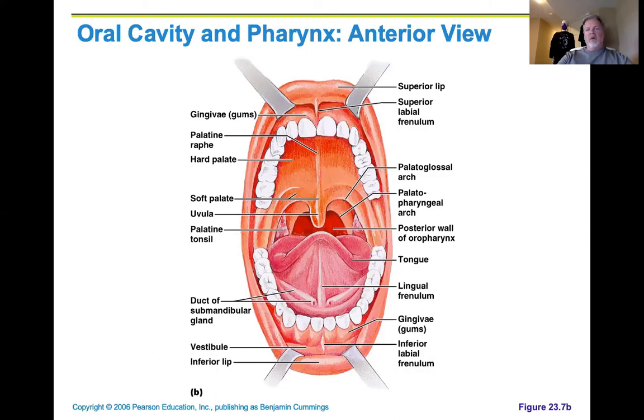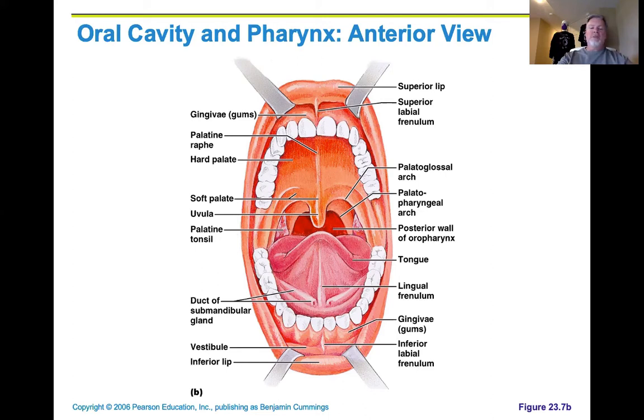Okay, the vestibule is bound by the lips and the cheeks externally and the teeth and gums. So in other words, when you puff out your lips, you're increasing the vestibule. The vestibule is different from the oral cavity proper. The oral cavity proper is the area that lies within your teeth and gums. So there is a difference between those two. So please make sure that you know the difference.